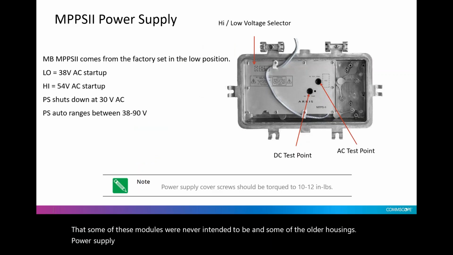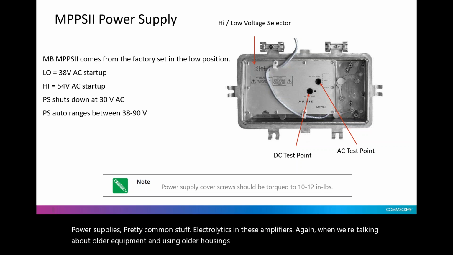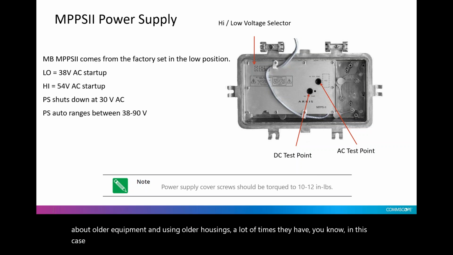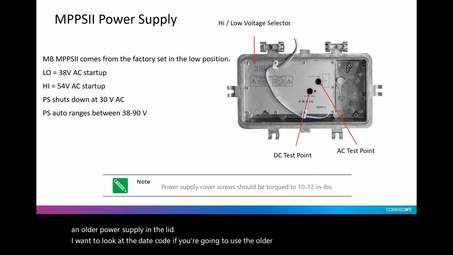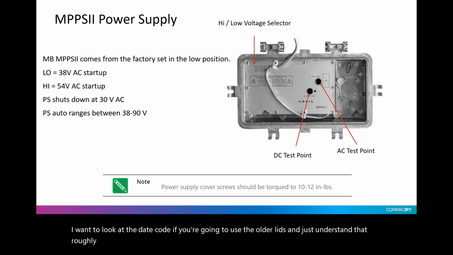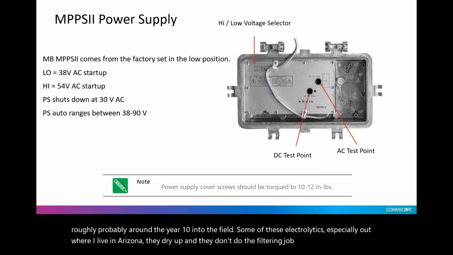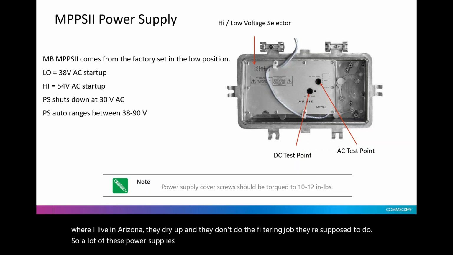Power supplies, pretty common stuff. Electrolytics in these amplifiers. Again, when we're talking about older equipment and using older housings, a lot of times, in this case, there's an older power supply in the lid. You want to look at the date code if you're going to use the older lids, and just understand that roughly around year 10 in the field, some of these electrolytics, especially out where I live in Arizona, dry up and don't do the filtering job they're supposed to do. So a lot of these power supplies will fail.